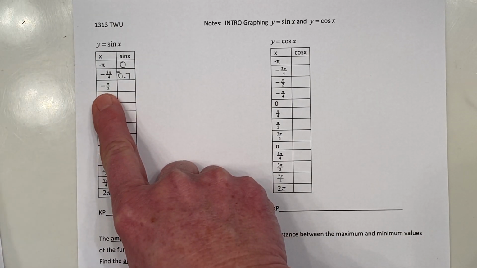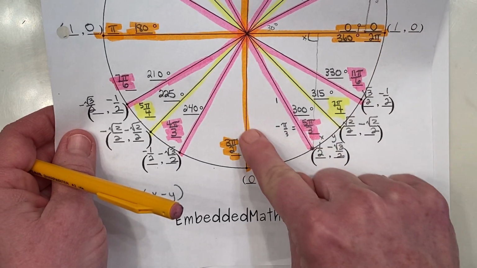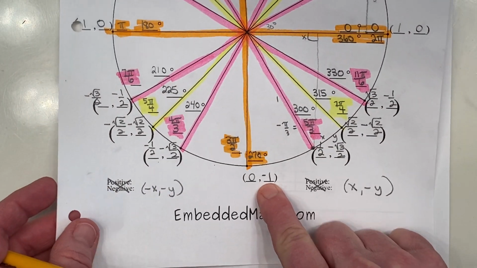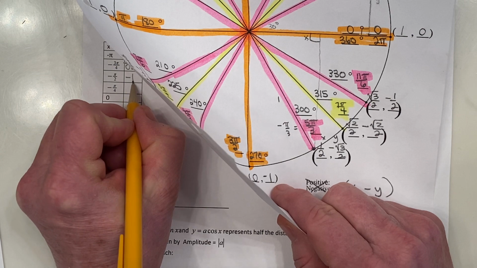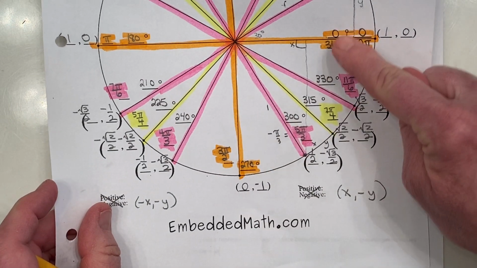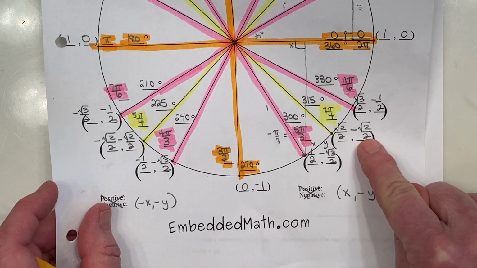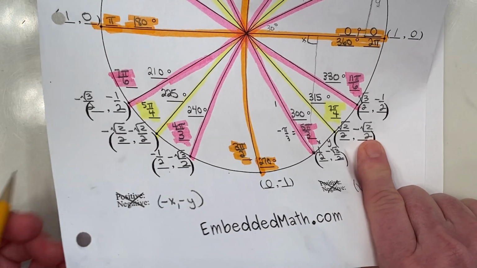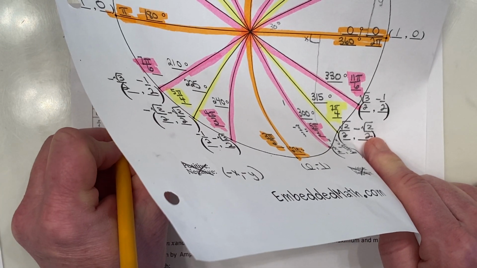All right, go to negative pi over 2 on your unit circle. It's down here. The y-coordinate is negative 1. Next angle is negative pi over 4. We're right here. This y-coordinate is also, again, negative 0.7 as an approximate.